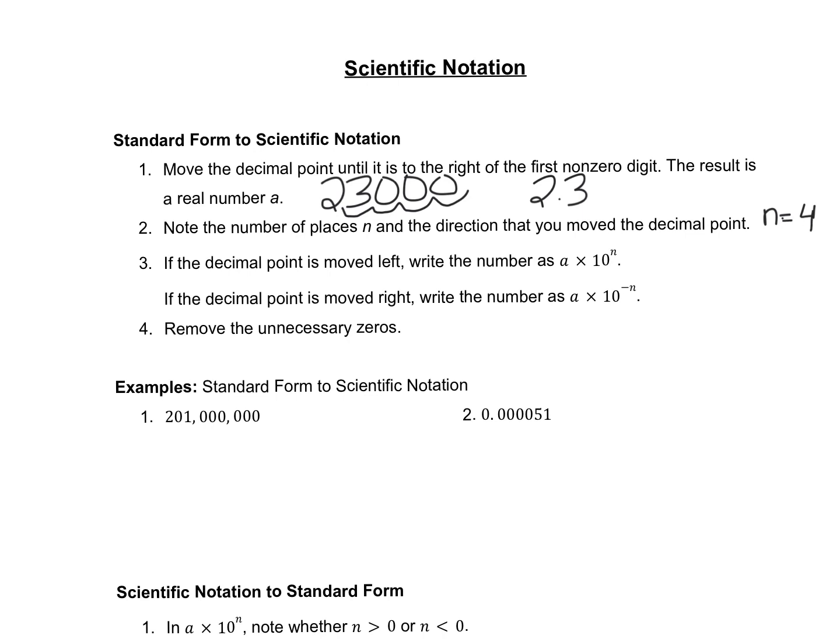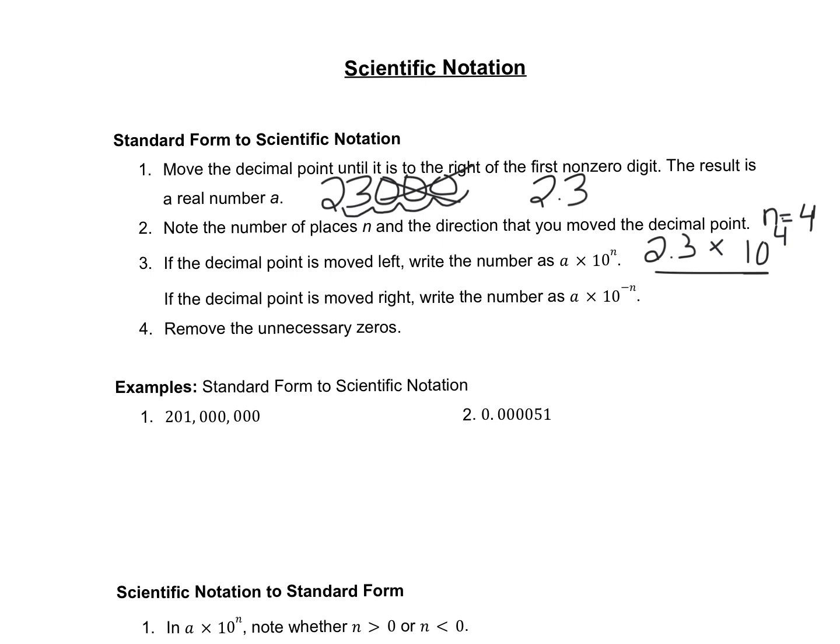Now, if we move the decimal to the left, which we did, you're going to write the number as a, which we got was 2.3, times 10 to the positive 4. If we moved it to the right, that's when our exponent would have been negative. Then we remove any unnecessary zeros, which we did when I rewrote here. All those zeros are gone.